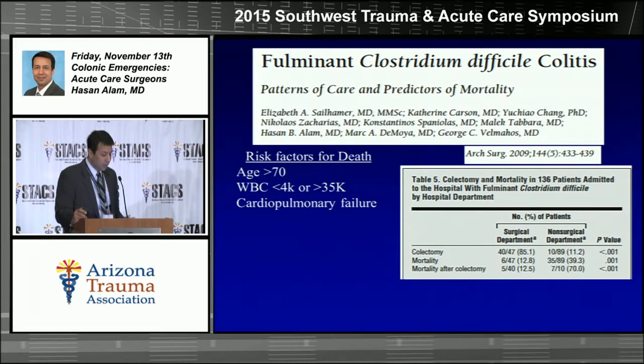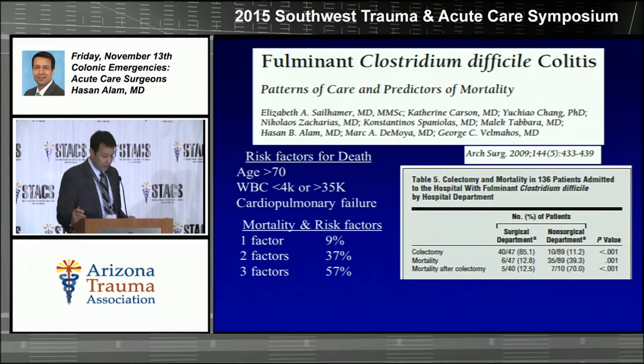If you have one of these factors present, very few of the patients die. Mortality was less than 10%. Then it went up pretty rapidly to 37% with 2 factors present. And if all 3 of these things were present, you were old with a high white blood cell count, and you got intubated or got vasopressors, about 60% of these patients died.